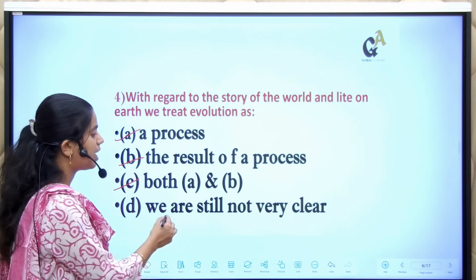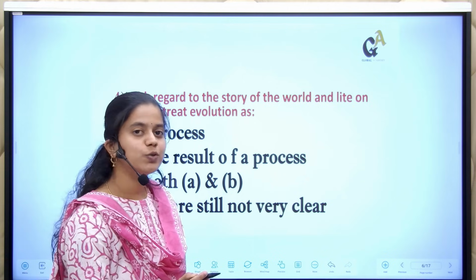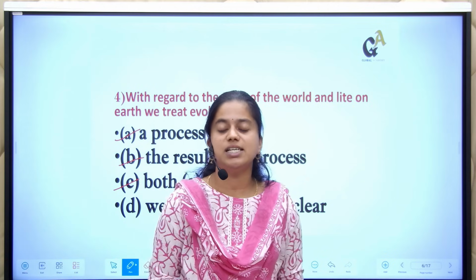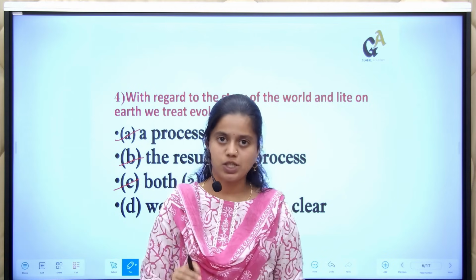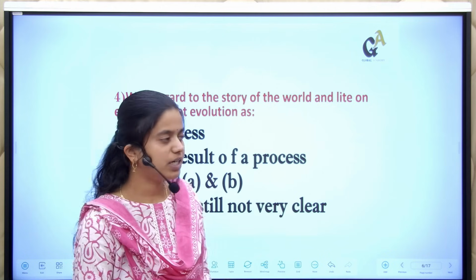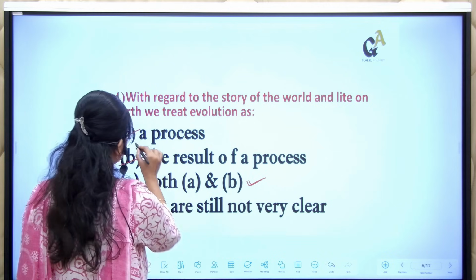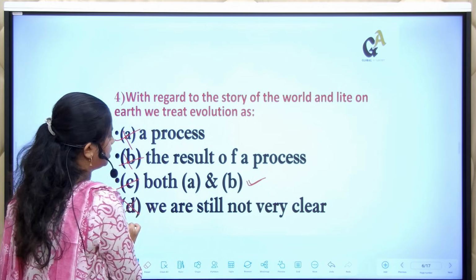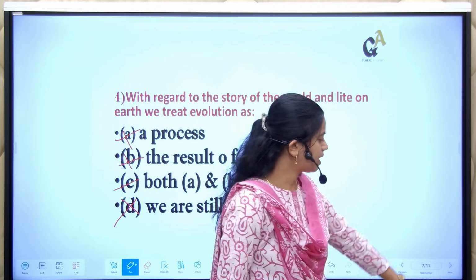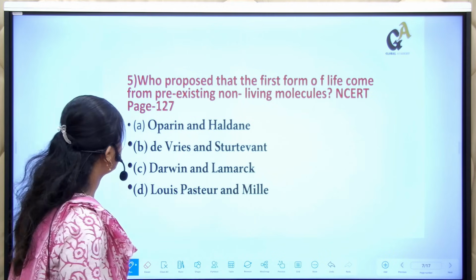Option D, we are still not very clear. No, we are very clear about this answer. Evolution is a process also, it is a kind of result also. So here option C is correct. The rest of the options are wrong here. Okay, next, that is question number 5.